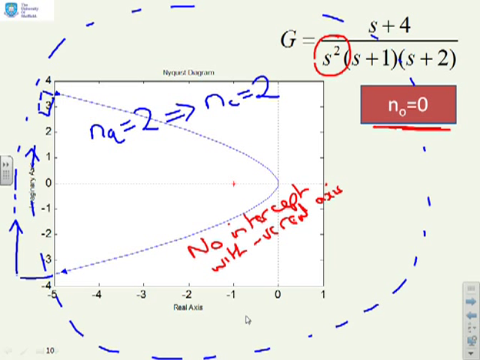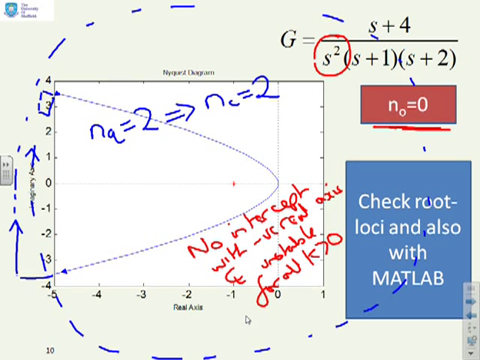So you can't change the number of encirclements by changing the gain. So therefore, your closed loop is unstable for all k greater than 0. That's what Nyquist is telling you. Now, what we recommend is go to MATLAB, have a look at your root loci, and say, am I getting the same insight? Have I made a silly mistake, or have I really got this? So that's what we'll do next.